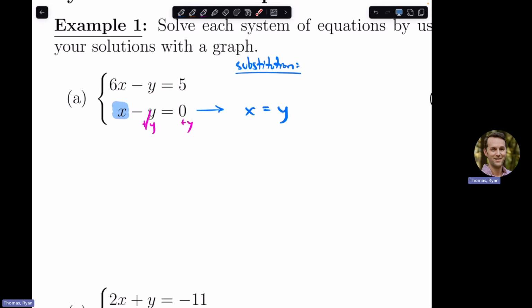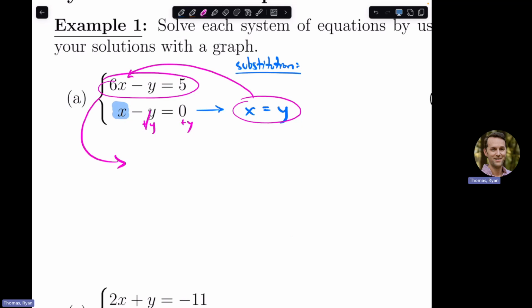The way a substitution works is that you then take that and combine it with the other equation. That part's important. You have to tie the two things together at some point. So you take that and plug it into the other equation. So 6x minus y equals 5, but what we just learned is that wherever I see an x, I can write a y instead, right? Because they're the same. So wherever I see an x, I can write a y.